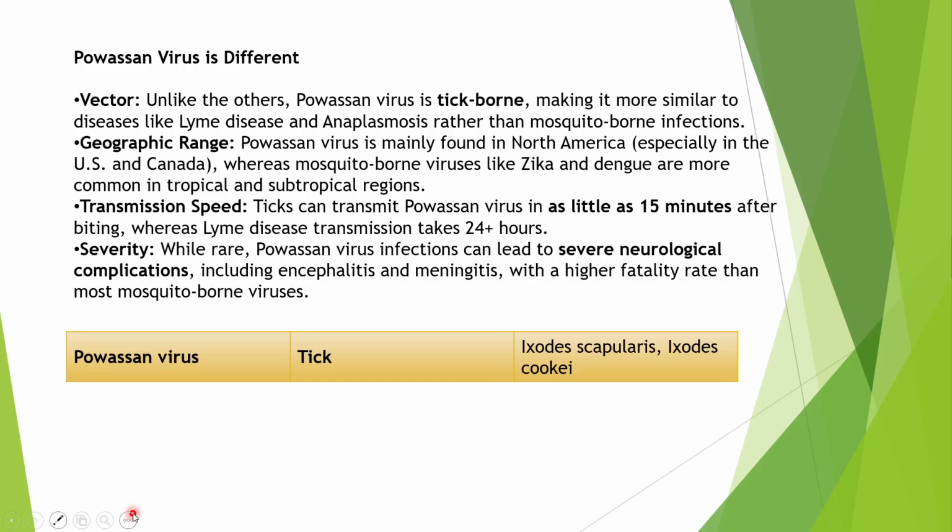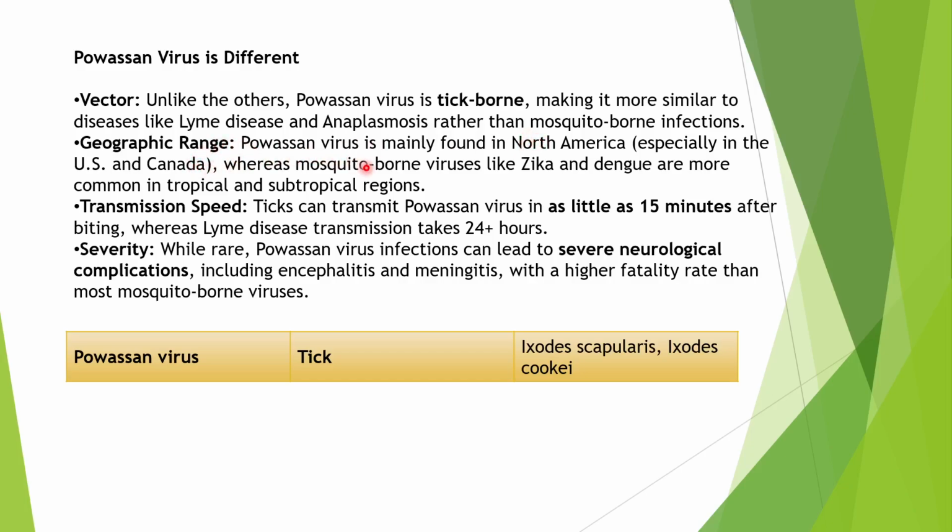Then, other than this, the other option in the question was Powassan virus. Powassan virus is not transmitted via the mosquito, it is transmitted via ticks. So, these are insects which are present on the skin or on the body. The vector, unlike the others, for Powassan virus is tick borne, making it more similar to diseases like Lyme disease and anaplasmosis rather than mosquito borne infections.